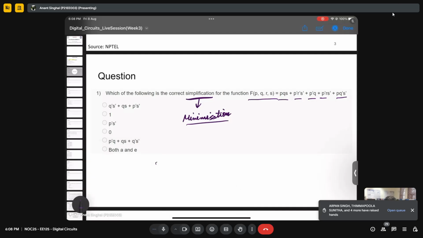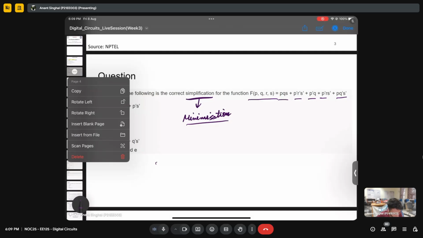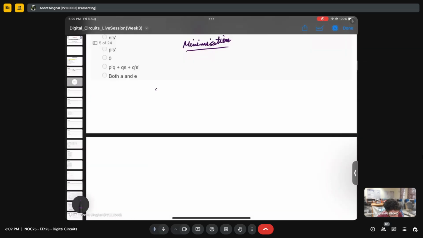So maybe for the first time, let me do this problem by using a K-map. I think you are already aware of K-map minimization, so you can also try this problem while I am doing it, and you can type your answers in the chat box. And those who don't know what exactly the K-map is, let's do that problem once. So let me rewrite this.